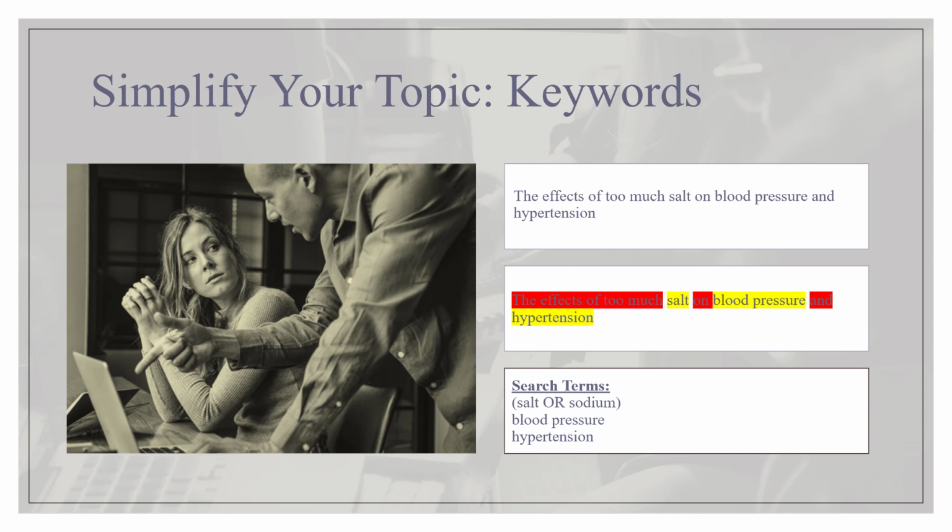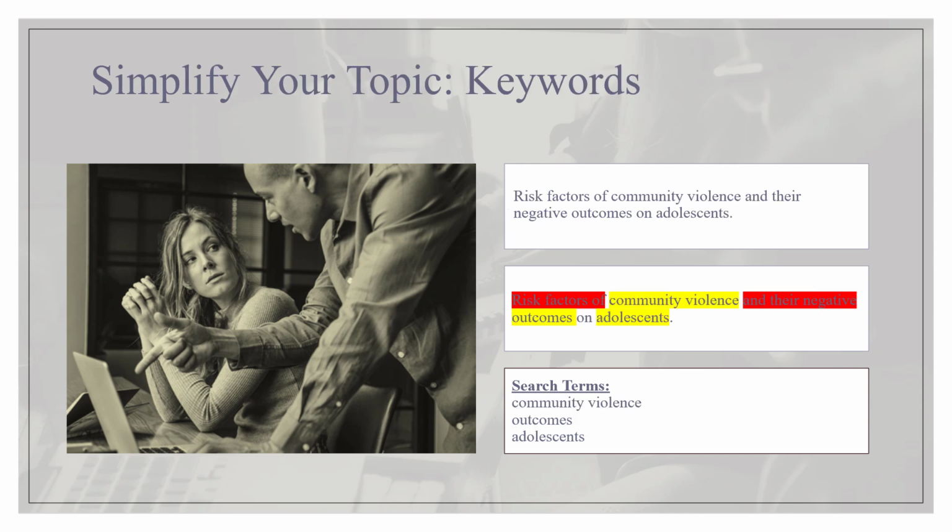Whenever you discover similar terms or synonyms, you can group them together by placing them in parentheses and adding "or" between the terms. This tells the search engine that you would like either of those words in the search results. With the topic of risk factors of community violence and the associated negative outcomes on adolescents, the terms we could pull out that would still convey the topic are community violence, outcomes, and adolescence. Now let's look at where and how we can use these terms to find research articles.